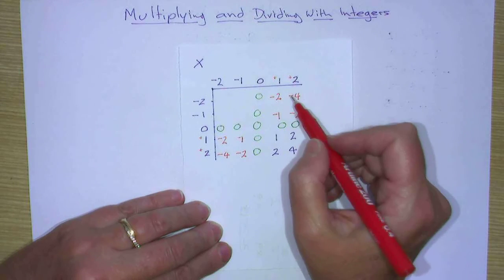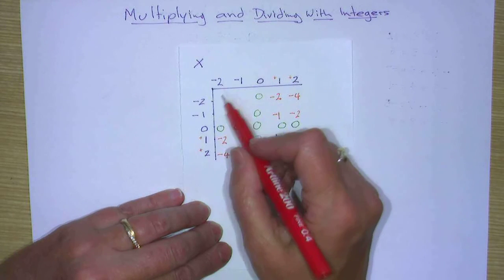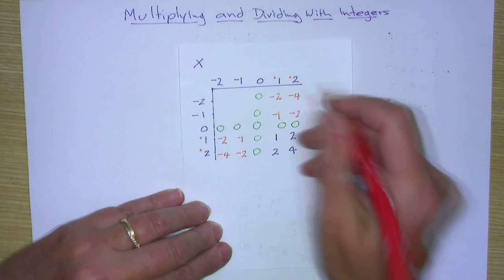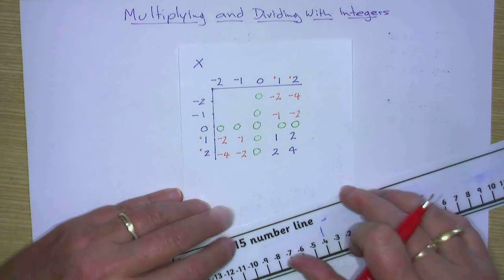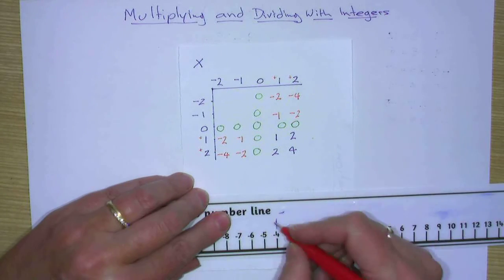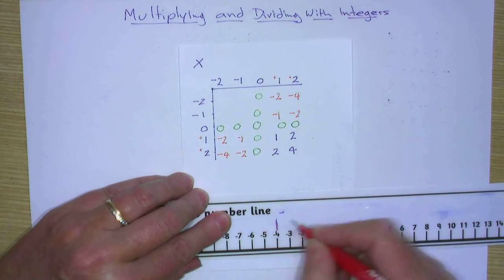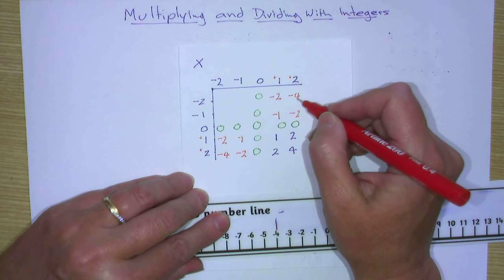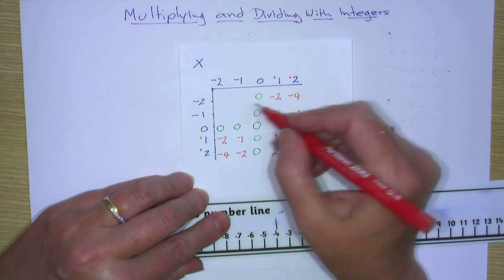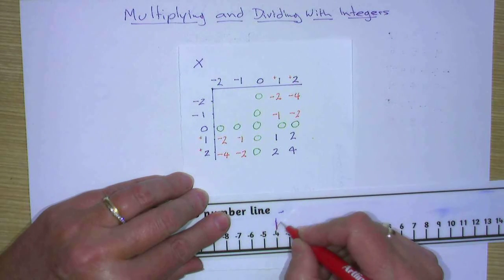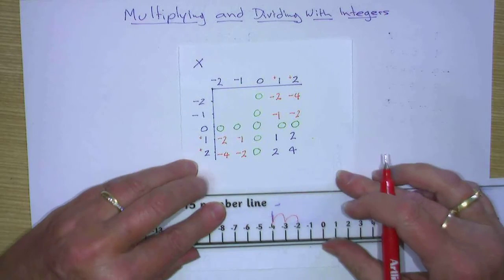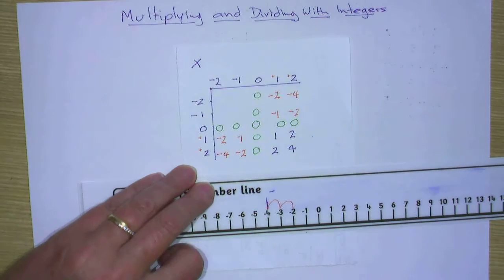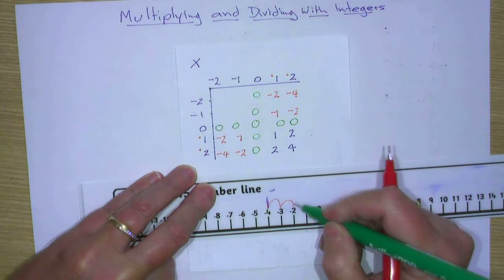So what happens to our pattern when we move into the negative times a negative? So here we can see our pattern. If we start here at minus 4, when we multiply minus 2 by plus 2 is minus 4. Then when we multiply minus 2 by plus 1, it's minus 2. So we move up 2 in our number line. So when we multiply minus 2 by 0, again, we move up 2 in our number line to bring us to 0.